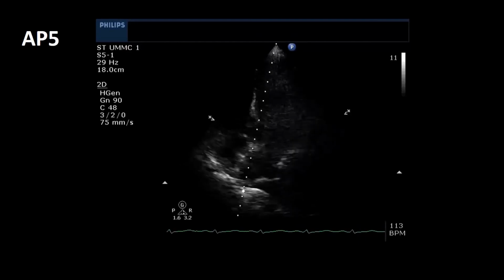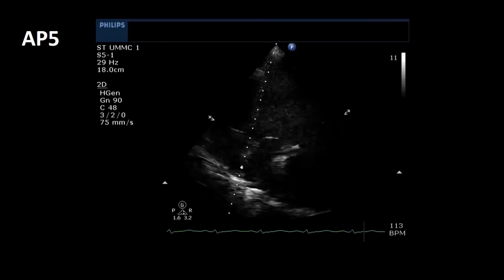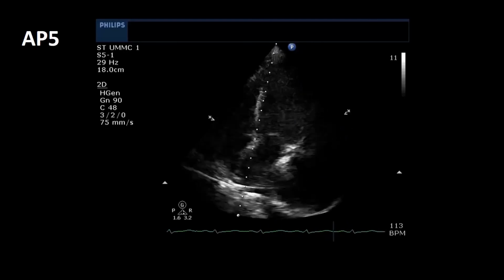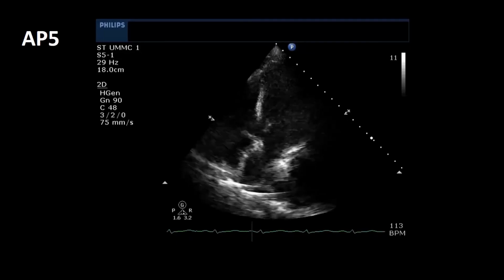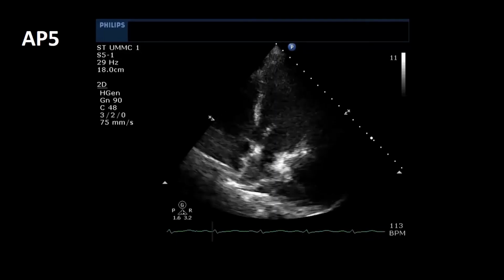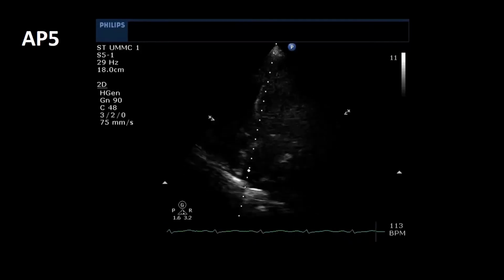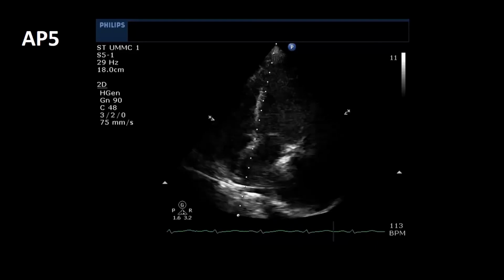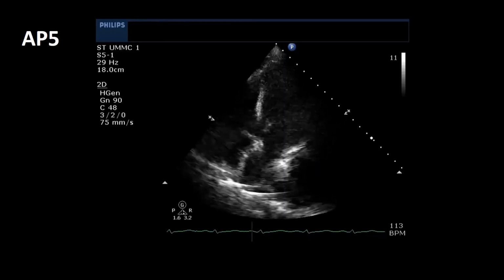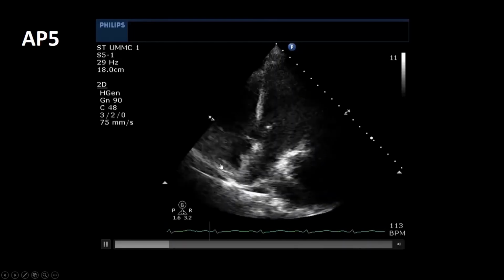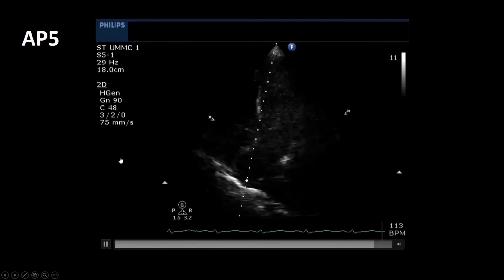So the next part is where we're going to obtain our VTI. So we're in our apical 5-chamber view. We are placing our cursor or our pulse wave Doppler through the aortic valve, just parallel to our interventricular septum. And then we're going to hit pulse wave again in order to get our VTI that we can measure. So this clip doesn't show where we actually measured it, but you can see the little ball that's going up and down here. You want to set that ball right inside the left ventricular outflow tract to get the pulse wave measurement where you want to measure it.